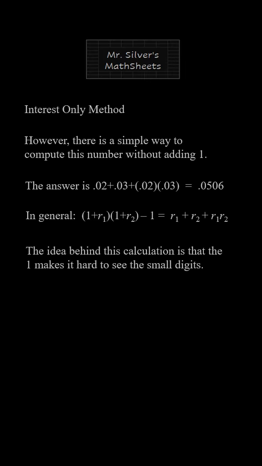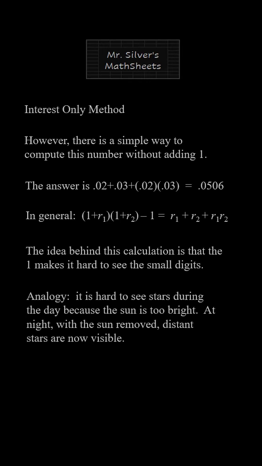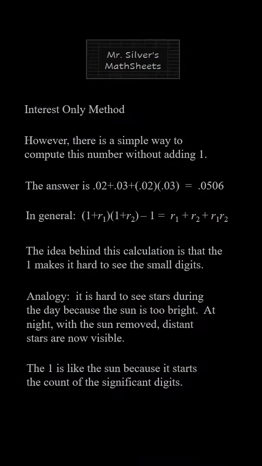The idea behind this calculation is that the 1 makes it hard to see the small digits. The analogy is it's hard to see the stars during the day because the sun is too bright. At night, with the sun removed, distant stars are now visible. The 1 is like the sun because it starts the count of significant digits. Without the 1, the count starts at R1 plus R2.